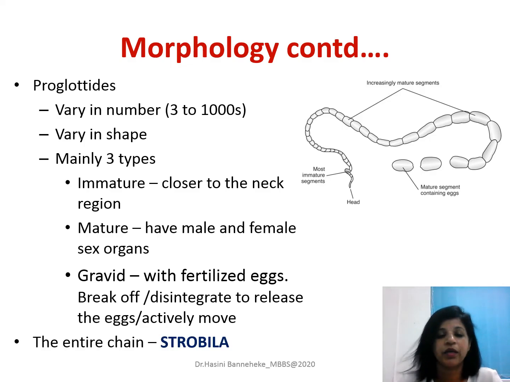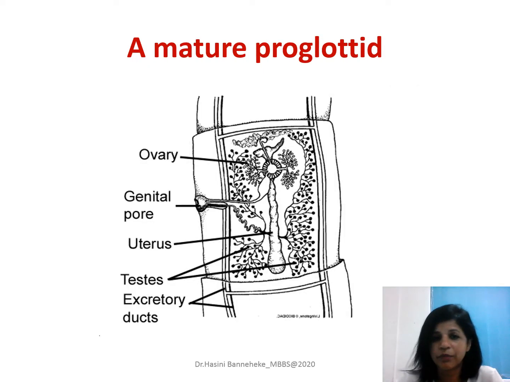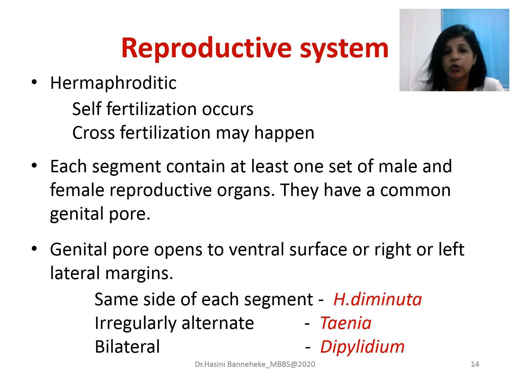Okay, so I told you the entire chain is called strobila. Now this is the appearance of a mature proglottid, which contains at least one set of male and female genital reproductive organs. Now, since they have both male and female reproductive organs, they are hermaphroditic. That means they can do self-fertilization. They don't need another cestode worm to do the fertilization. They can do self-fertilization, and sometimes cross-fertilization can happen.